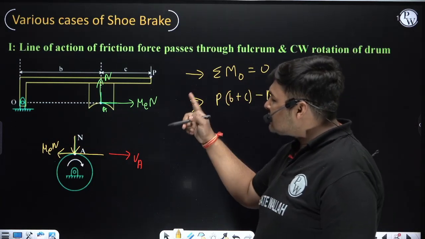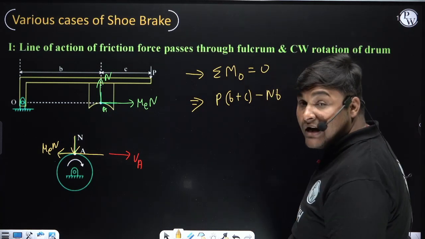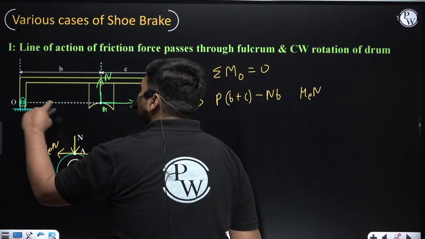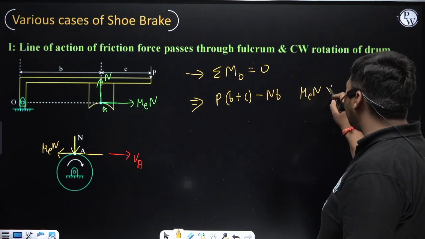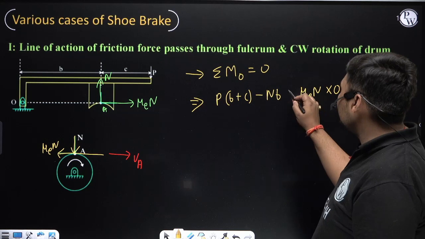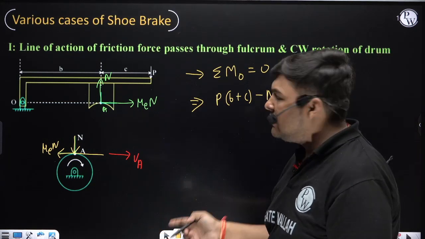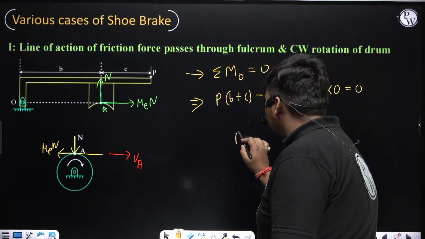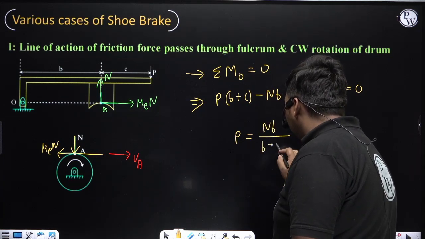Now the moment due to friction force is mu into N, but right now its perpendicular distance from point O is 0, because line of action of friction force is passing through point O. Means in this case the moment due to friction force is 0, and since it is 0, whether you use plus sign or minus sign, it will not matter. So net moment about fulcrum O is 0. So from this relation, braking effort P will be NB upon B plus C.